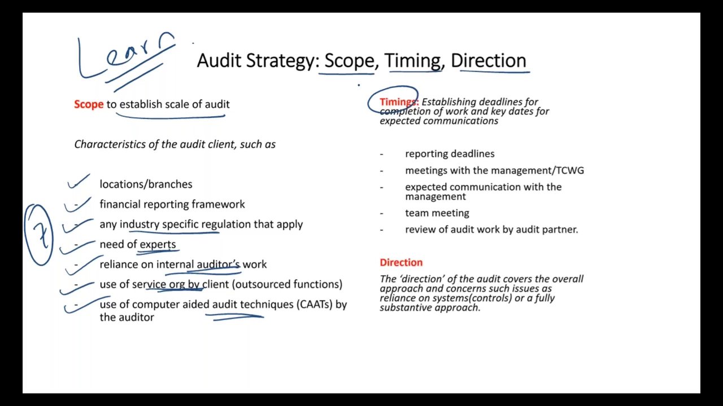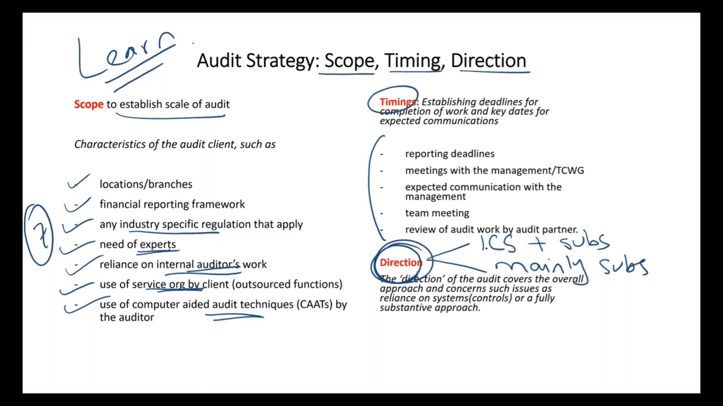Timings is pretty self-explanatory. You need to set the deadlines for main work, the reports, the meetings, the communication, etc. Based on all of this, you need to decide whether you will first test the controls, then go on to substantive, or maybe they have no controls, then I can focus on mainly substantive.